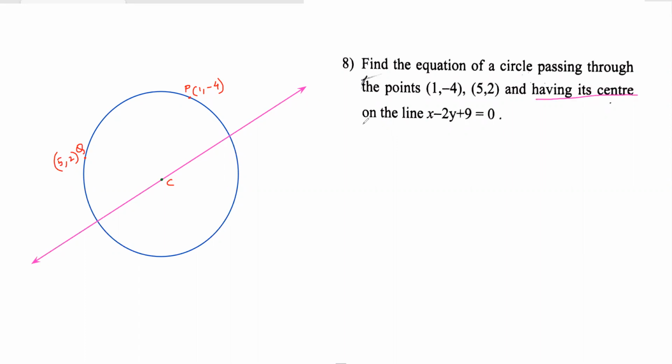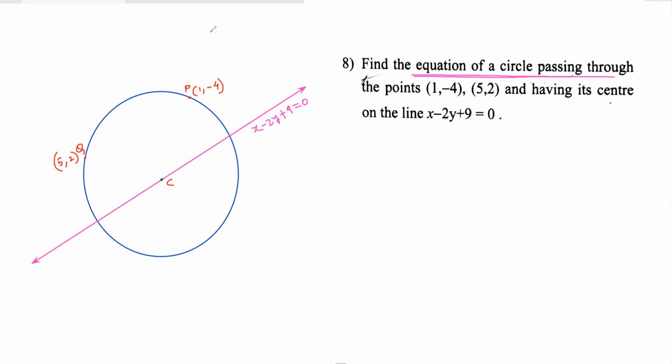The circle has its center lying on this line, x minus 2y plus 9 equals 0. So if the center is lying on a line, what does that mean? It means that the line contains a diameter. So x minus 2y plus 9 equals 0 is the line on which the center lies. I have to get the equation of such a circle.